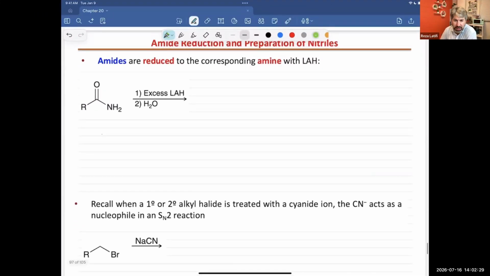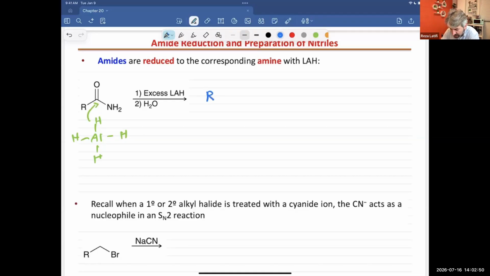An amide can be reduced by a strong reducing agent like LAH, or lithium aluminum hydride. The first step of the reaction is going to be this. We have aluminum with four hydrides attached to it, hydrogen with a negative charge. This one is going to go after the carbonyl, and we will get such a product.